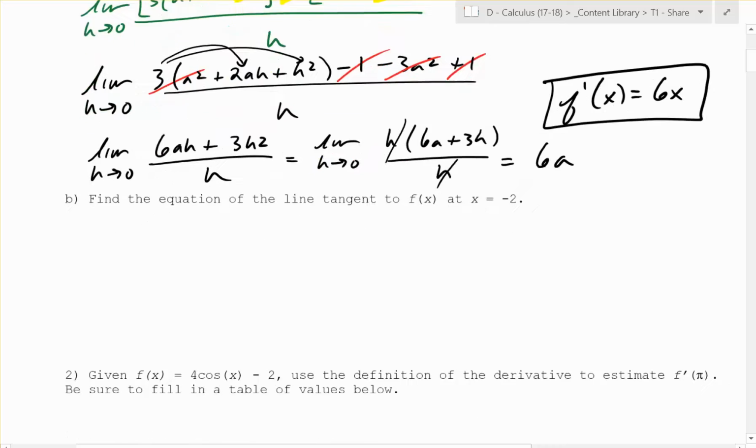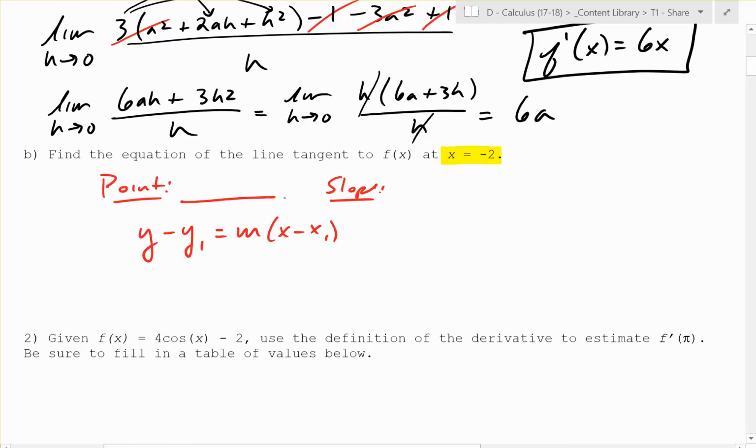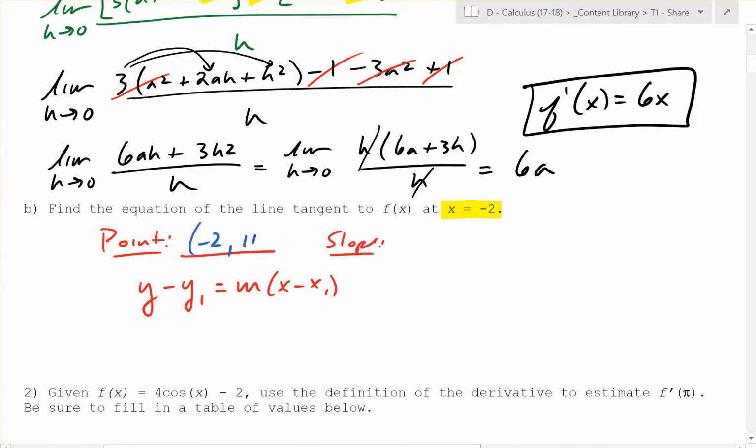Now in the second question it says find the equation of the tangent line when x is equal to negative 2. As we remember, you need a point and a slope, and we're going to use y minus y1 is equal to m times x minus x1. The point you get by plugging in negative 2 into the original equation. So f of negative 2 is 3 times negative 2 squared minus 1, which is 3 times 4 minus 1, which is 11. So our point is negative 2, 11.